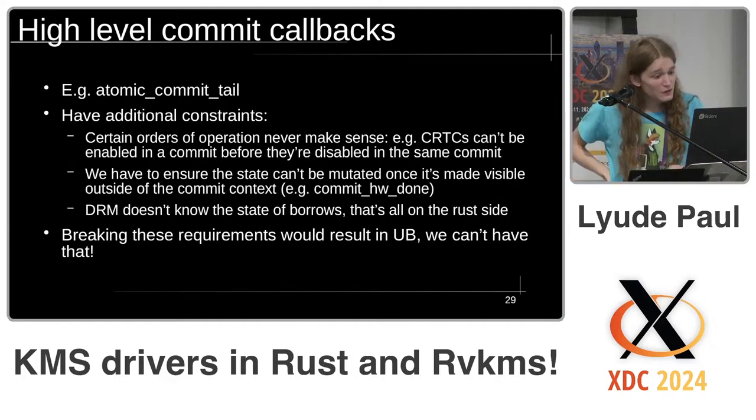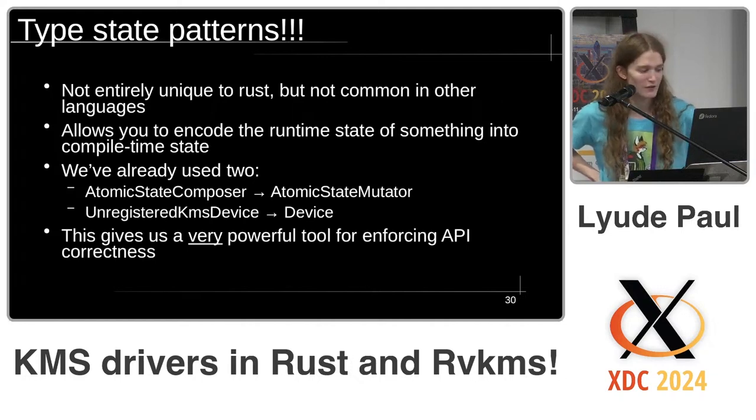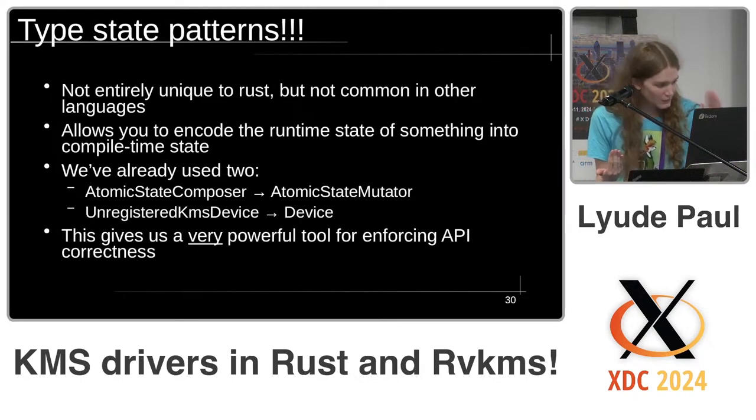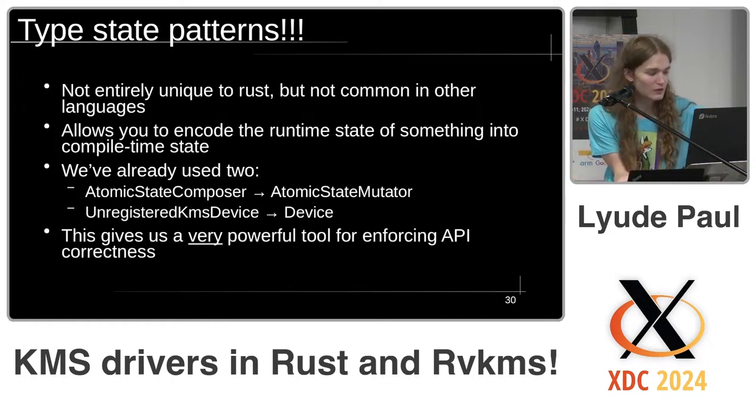But luckily, this comes up with a really cool feature of Rust, type state patterns. These aren't entirely unique to Rust, but they're not typically common in other languages, and Rust generally makes it a lot easier to work with than other languages. This allows us to encode the runtime state of something into compile-time state. We've already used two here, for instance, the atomic state composer and the atomic state mutator. Those are the correct names, okay. But we also have unregistered KMS device, which eventually gets translated to device.